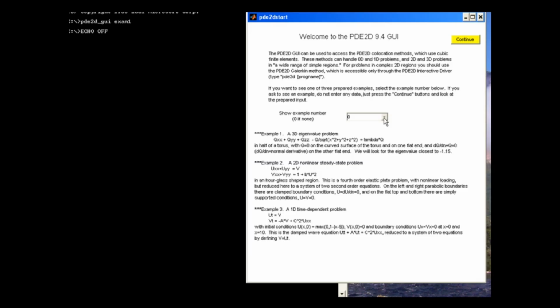The first choice you have to make with the GUI is to decide if you want to solve your own problem or one of 3 prepared examples. We're going to work through example 1, which is a 3D eigenvalue problem in half of a torus. The equation is the Laplacian of q minus q over the square root of x squared plus y squared plus z squared equals lambda q. If you choose one of the examples, PDE-2D will give you the answers to all the questions, so all you have to do is hit the continue button and watch.